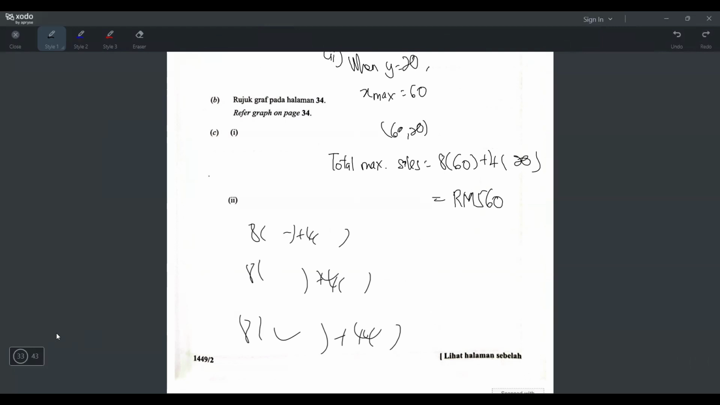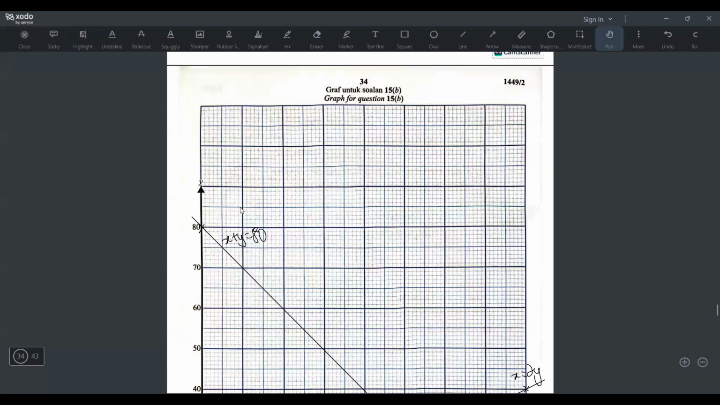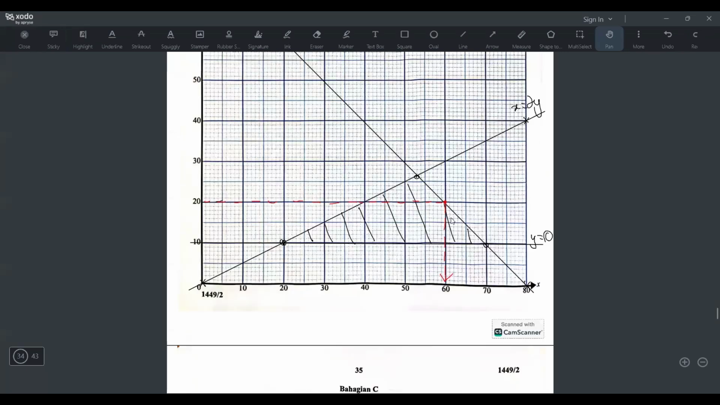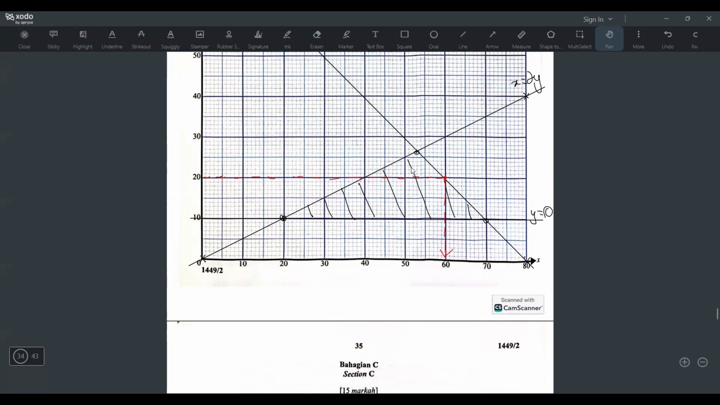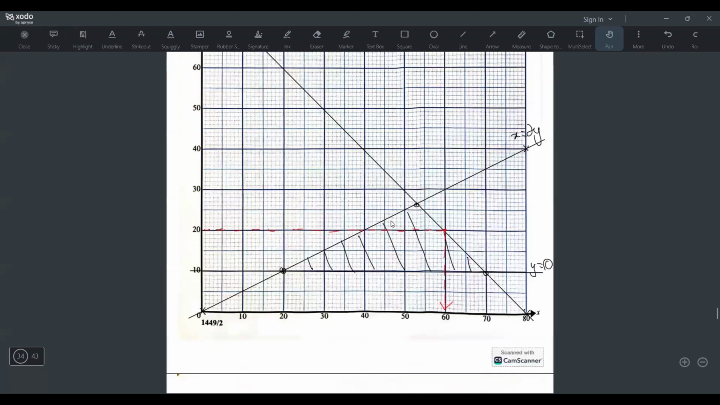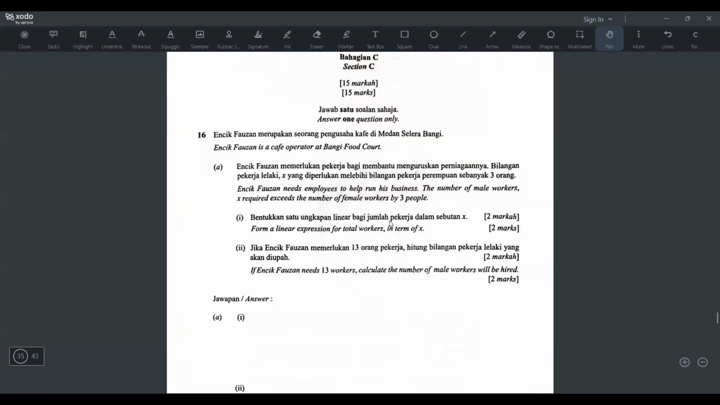But you only do like that if they never give you the x and y. If they give you, then you follow what they want, right? So for this, they say when y equals 20, find the maximum. So you get the x maximum and then just substitute, right? But if they never said, then only you take the vertex coordinates. Okay, so hope you understand. Okay, done.